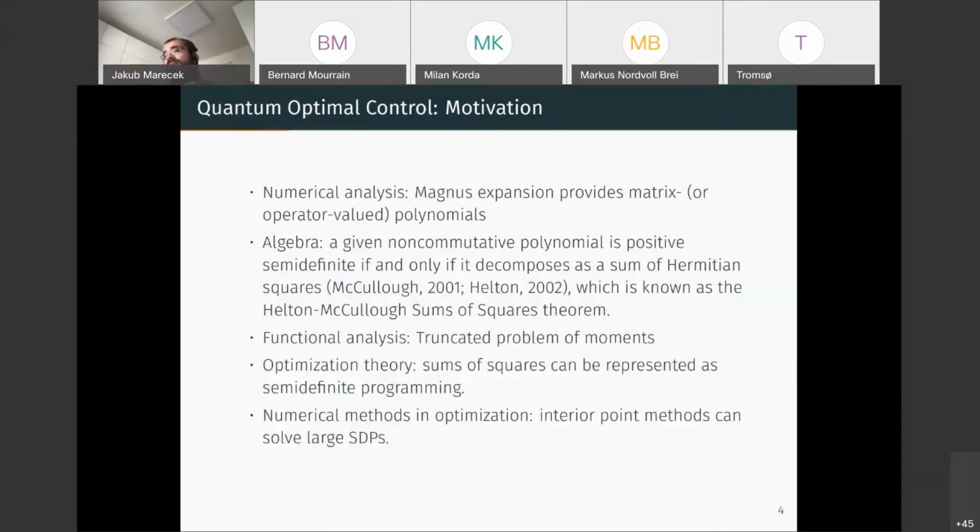At the same time, quantum optimal control somehow marries a number of fields of mathematics and allows for what I hope at least are quite elegant methods. In the talk here, I will try to touch very briefly on many fields, and I obviously can't do justice to any of them. So very much apologies if you are a specialist in one of these. What we are trying to do here is to use numerical analysis, specifically the Magnus expansion, to work with some linear evolution equations. Then we translate it to non-commutative POP, as was introduced in the previous talk, where non-commutative POP relies crucially on results from algebra and functional analysis. And then in the end, it boils down to some large SDPs, and we need to solve them.